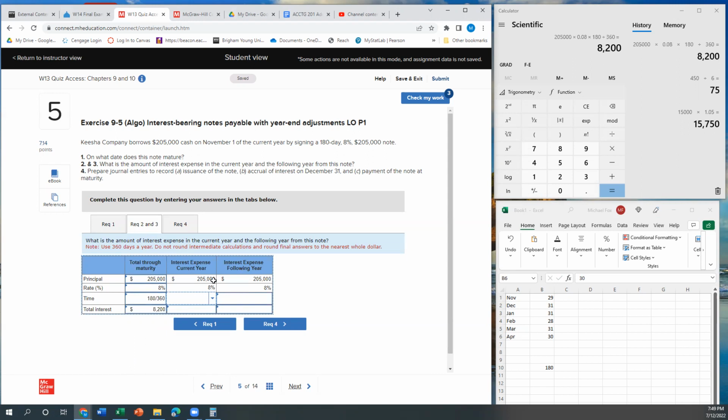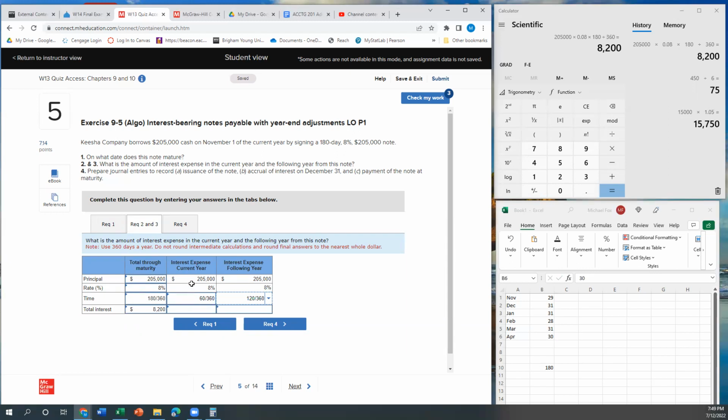But then it wants us to break it down into the current year and the following year. If we borrow the money on November 1st, then we're going to have 60 days during the current year, and the remaining 120 days are going to occur in the following year. Because we're borrowing it for the full 180, but it's 60 this year, November and December, and then 120, January, February, March, and April, during the next year.